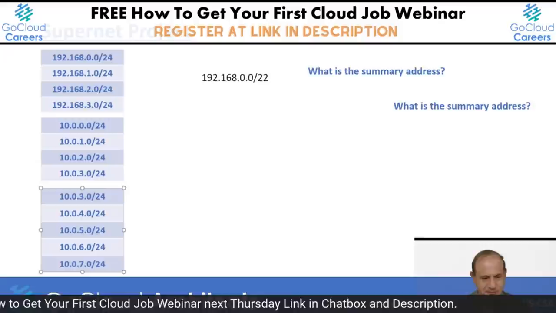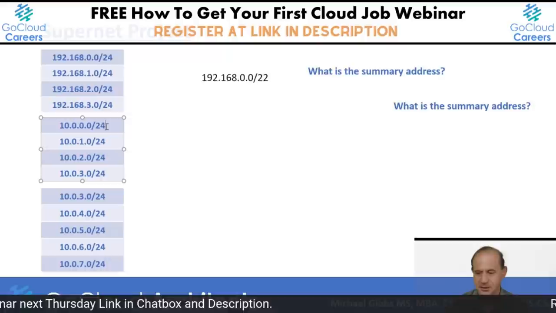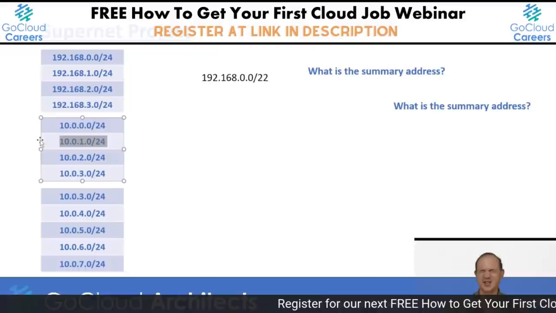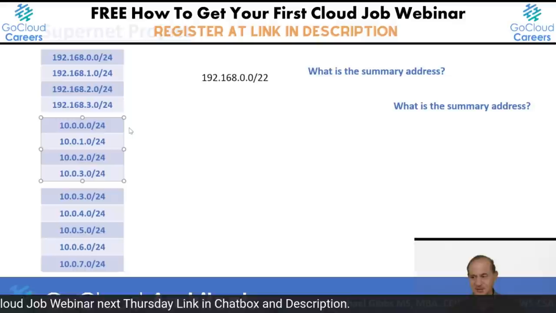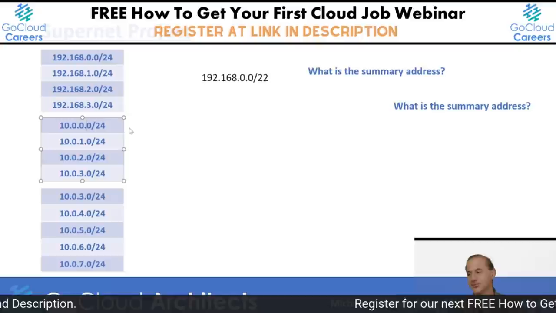Okay, so /24 and /24, they're together. /24, /24, summarize them up, /23. Take a second /23, summarize it up, /22. So let's go back to this. 128, 64, 32, 16, 8, 4, 2, 1.